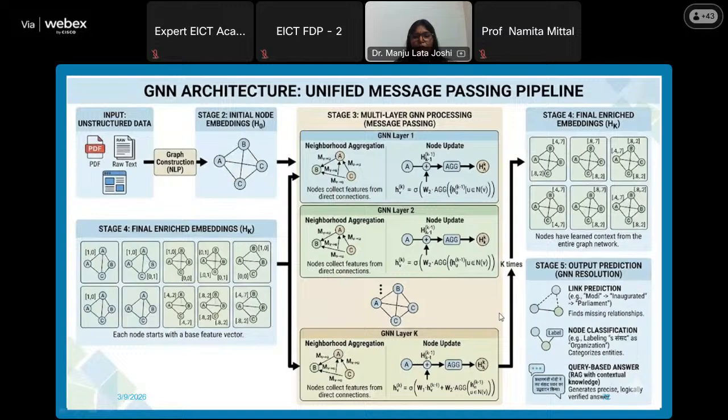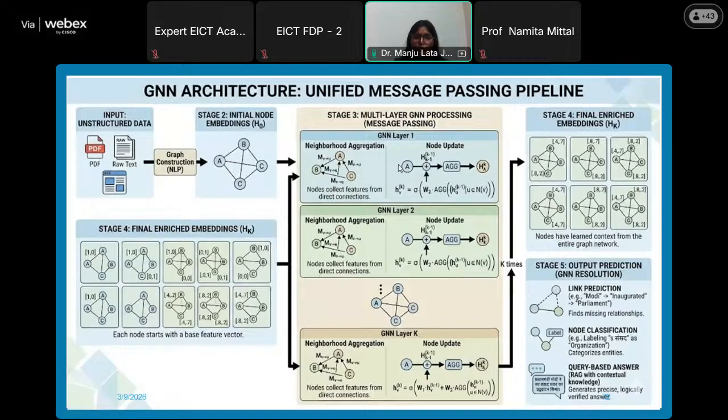Now, coming to the center part of this architecture, that is stage three. This is the most significant part, where the whole efficiency of GNN or graph-based neural network is found. Here, as we discussed in the earlier slide, the processing of GNN passes through multiple layers. And what is the function of these multiple layers? There are three different kinds of neighboring things.